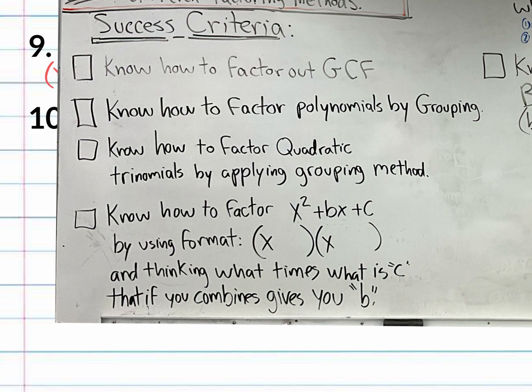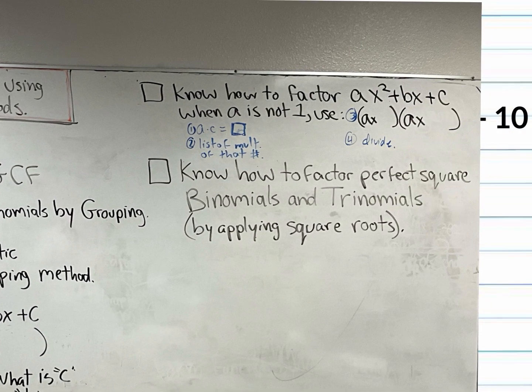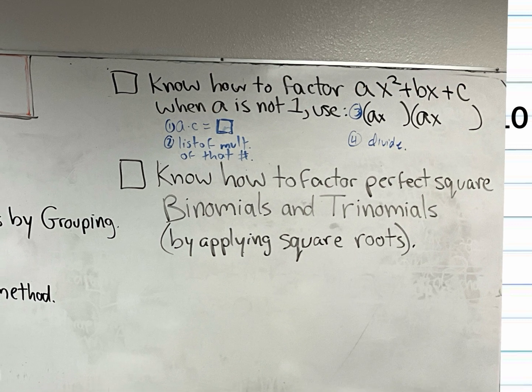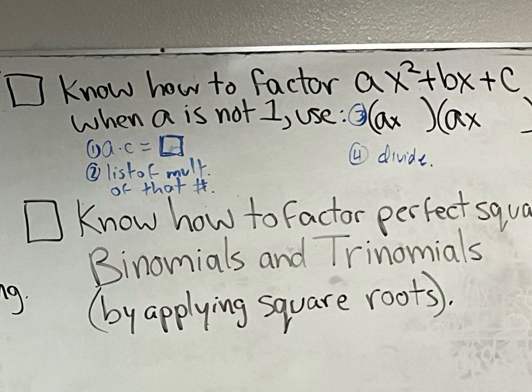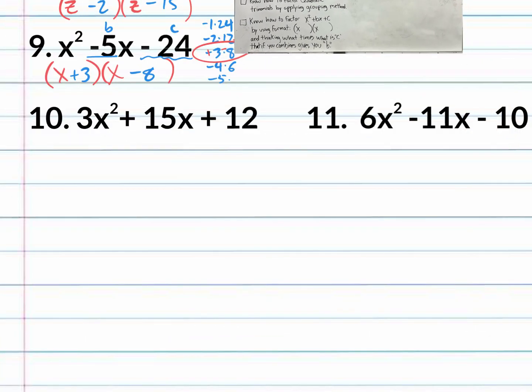But if I look up here at the board, it says, know how to factor ax squared plus bx plus c when a is not 1. Okay, well, this is a case where a is not 1. And if we zoom in, right there in blue, it gives you hints at the steps. Step 1, a times c, get a number. Step 2, list the multiples of that number. Step 3, make the format ax, ax. And step 4, divide. I hope we remember that. It's on the board. So that's what I'm going to do right here.